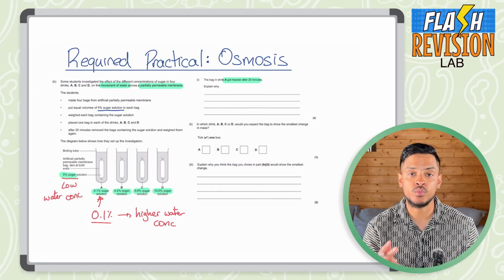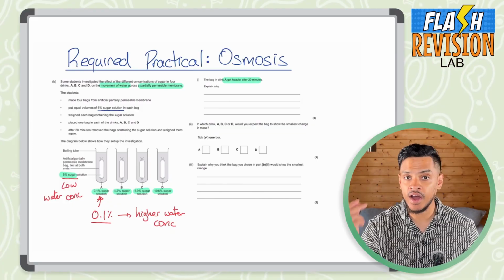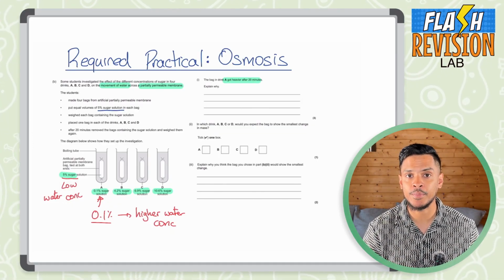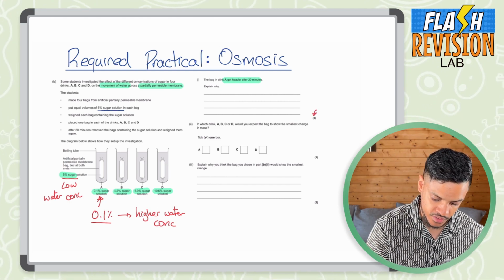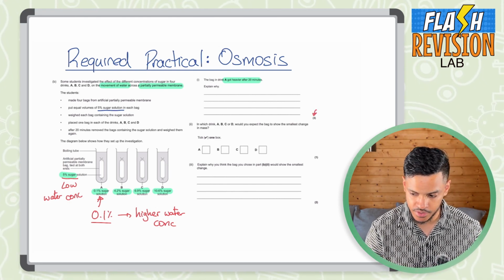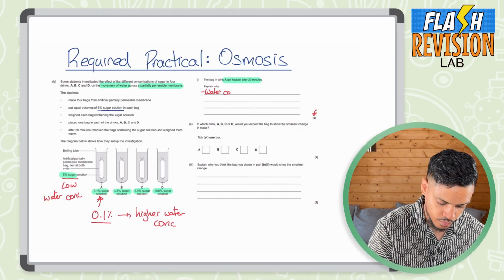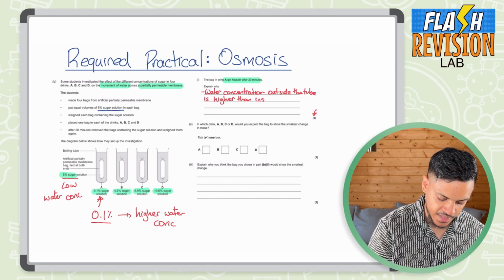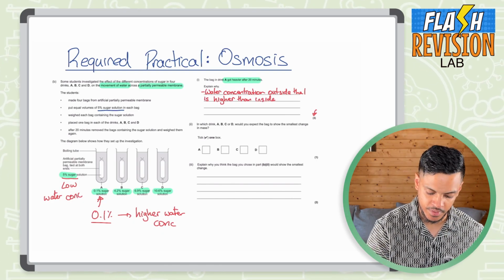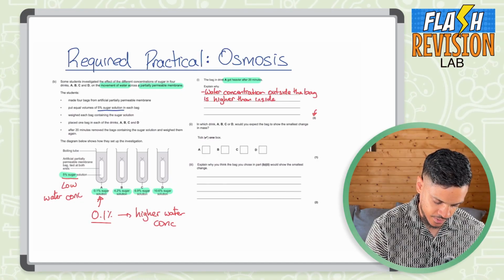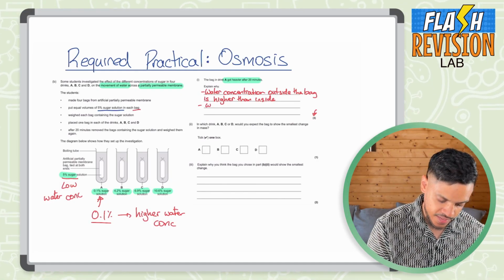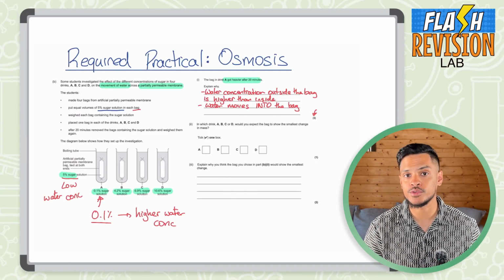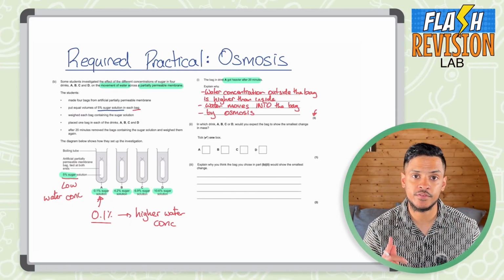So that means the water is going to move from the area of high water concentration to the area of low water concentration through the partially permeable membrane. So this is a 3-mark question, so we need to mention all of those points to get 3 marks. So what we can say is the water concentration outside the tube is higher than inside. I said tube here, but I actually mean bag, because that's what they say in the question, isn't it? So this means water moves into the bag, and then we can say how it moves into the bag. It moves in through osmosis. So that should give you 3 marks for the first part.